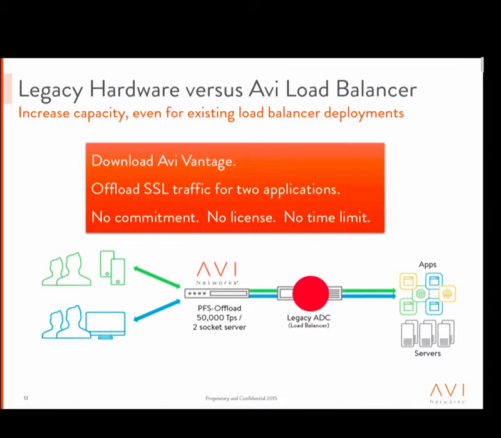So one of the things Avi is providing is that you can actually take Avi, download it, and within half an hour, you can have this sitting in front of your existing load balancer. Let it do whatever it's doing, if it's running its various load balancing, its scripting, and so on. But simply have Avi do the SSL offload. We'll provide offload for two applications. No cost, no time limit, no nothing. You can just download our trial version. It doesn't expire. With the trial version, it'll offload the SSL with PFS with whatever capacity you require for your existing hardware load balancer. So if you find that your hardware load balancer is running out of juice, you can take advantage of Avi, and at no cost.